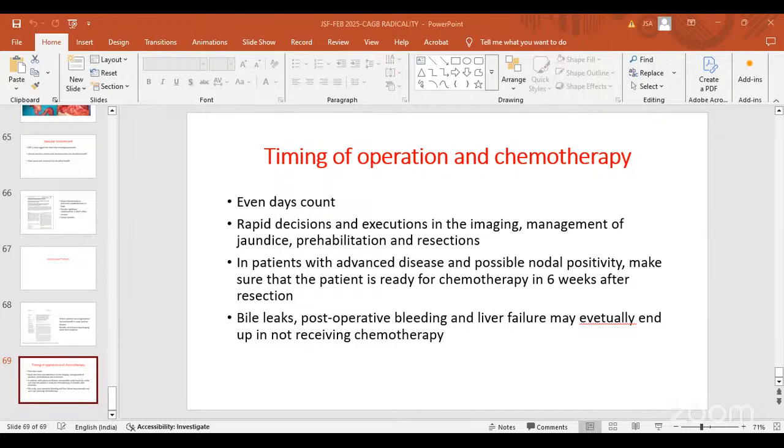But for the postgraduates, and I think in the exam also, it may not be a good idea to say that you will take up all these patients for resection.